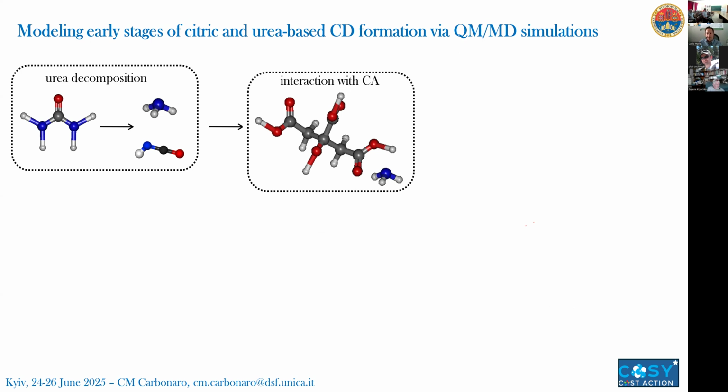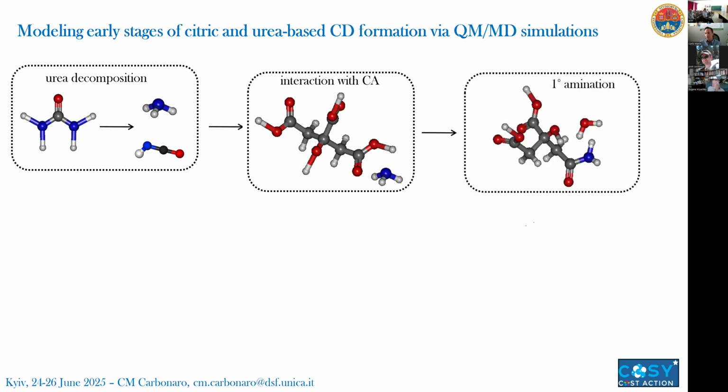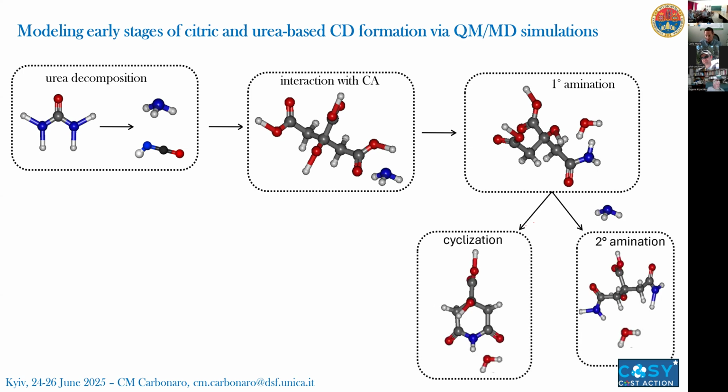Then we have the interaction of the citric acid with some residual part of the urea, like ammonia. And we have the first amination. After the first amination, we could have both a second amination or cyclization. In this presentation, I will show you what happens after the first cyclization, but we are still studying what happens if the cyclization is realized after the second amination.